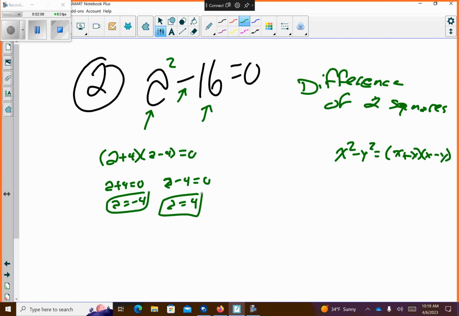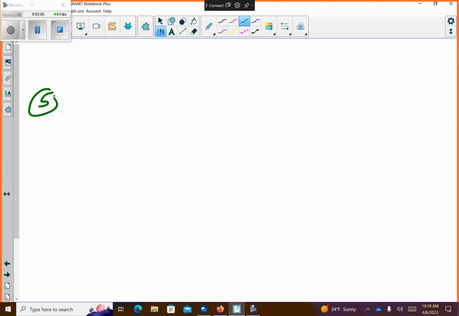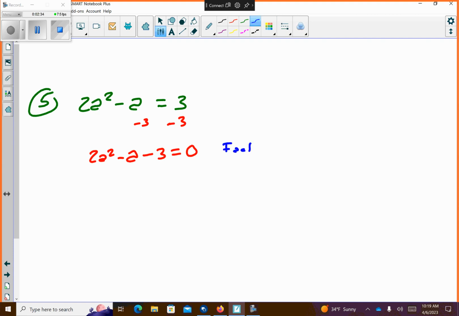Number 5. All right, number 5 looks like this. 2a squared minus a is equal to 3. All right, friends, is this one set up equal to 0? It's not equal to 0, so I'm going to move the 3 over by subtracting it. So I'm going to get 2a squared minus a minus 3 equals 0.